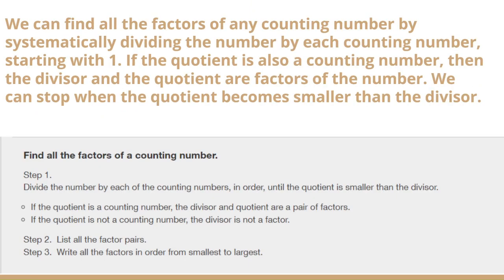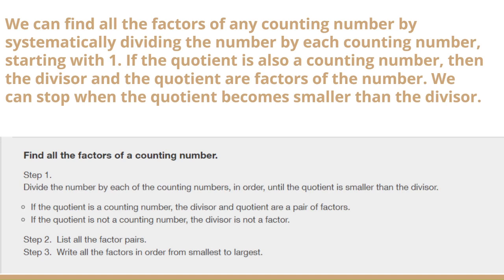We can find all the factors of any counting number by systematically dividing the number by each counting number, starting with 1. If the quotient is also a counting number, then the divisor and the quotient are factors of the number. We can stop when the quotient becomes smaller than the divisor.